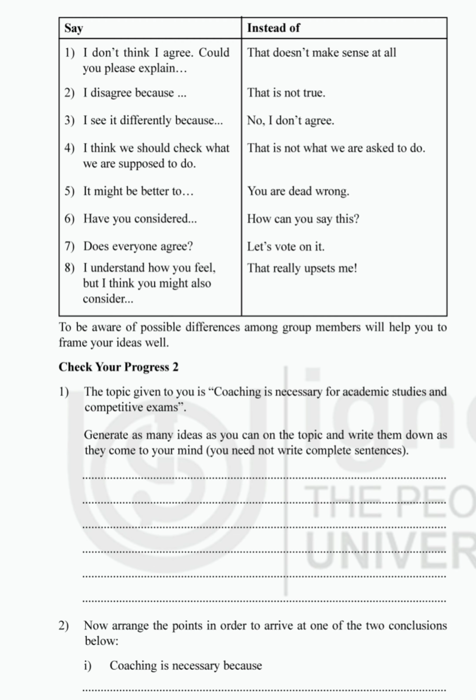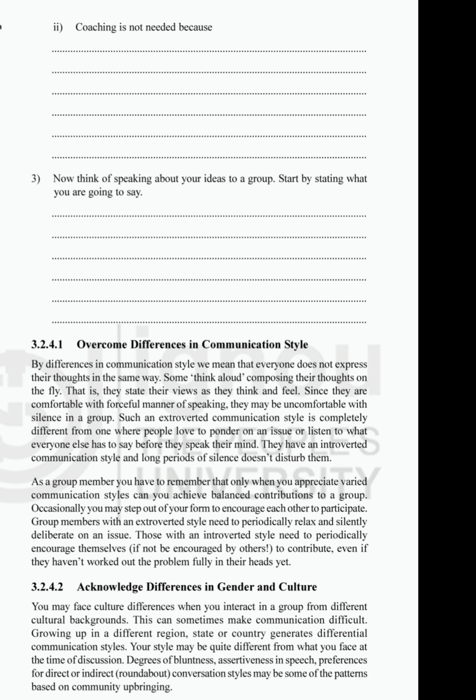Check your progress too. 1. The topic given to you is, coaching is necessary for academic studies and competitive exams. Generate as many ideas as you can on the topic and write them down as they come to your mind. You need not write complete sentences. 2. Now arrange the points in order to arrive at one of the 2 conclusions below. I. Coaching is necessary because. II. Coaching is not needed because. 3. Now think of speaking about your ideas to a group. Start by stating what you are going to say.